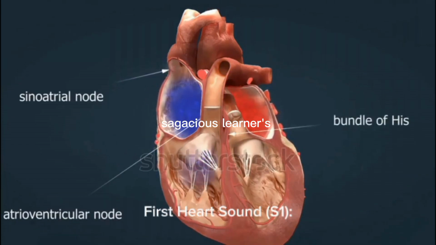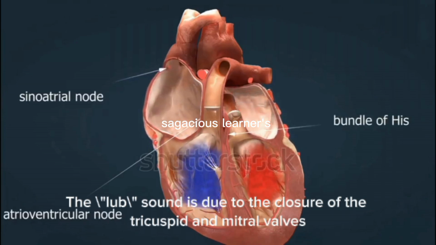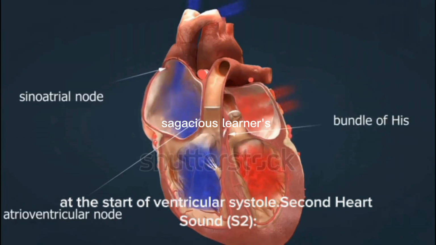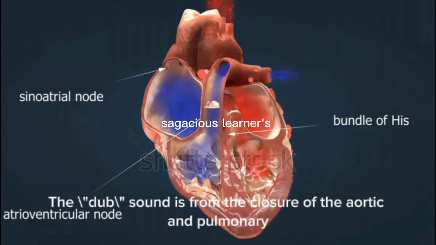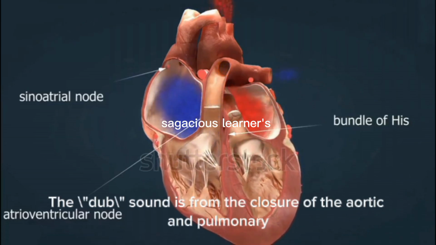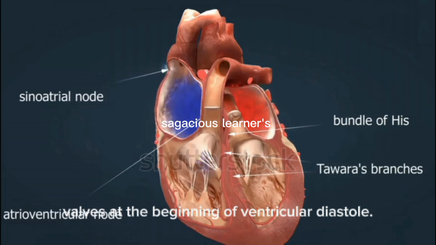Heart sounds. The lub-dub sounds of the heartbeat are caused by the closure of heart valves. First heart sound, S1: the lub sound is due to the closure of the tricuspid and mitral valves at the start of ventricular systole. Second heart sound, S2: the dub sound is from the closure of the aortic and pulmonary valves at the beginning of ventricular diastole.